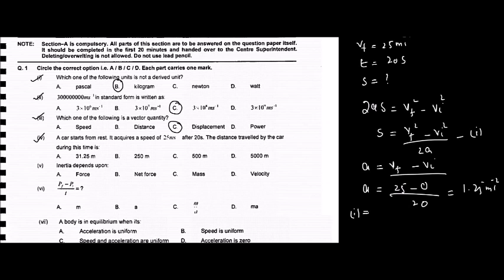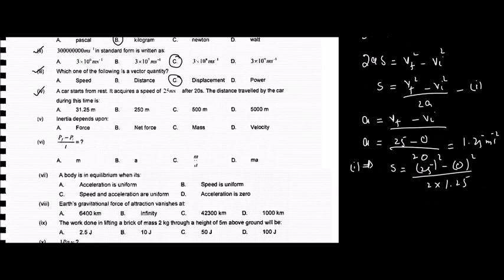Equation number 1 is S is equal to final velocity, that is 25, squared, minus initial 0, divided by 2 times acceleration, 2 into 1.25. The square of 25 gives 625, minus 0. When you multiply 2 with 1.25, we get 2.5. And now 625 we are going to divide by 2.5, and finally we get 250. So that is the final answer.